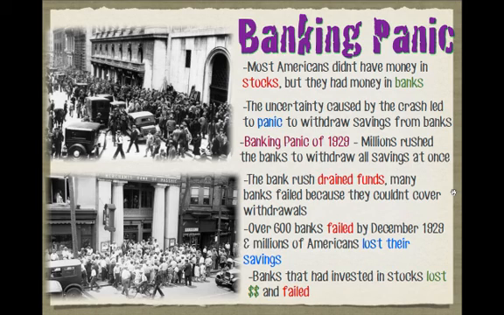The bank rush drained funds. Many banks failed because they couldn't cover withdrawals. So once banks ran out of money, they were closed. So it left many people without their savings. And there was no kind of insurance for it. If the bank closed, they had no other way to get their money back. So over 600 banks failed by December of 1929, so just within 2 months of the Great Crash. Millions of Americans lost their savings.